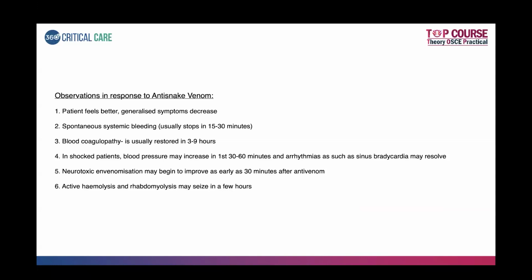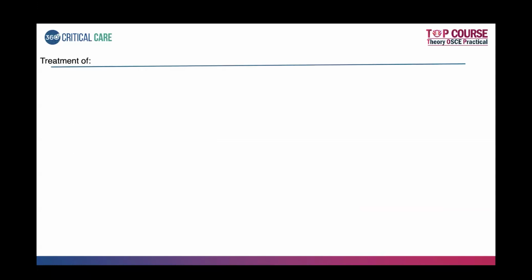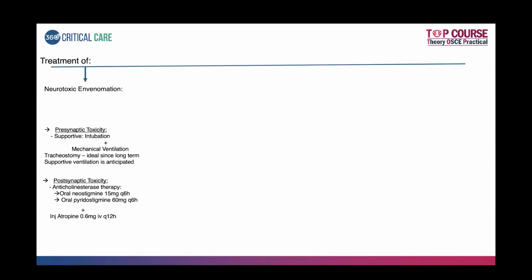The best way of remembering is you know about the clinical manifestations. You will see that there is a gradual improvement over time. So the time period may vary from as early as 30 minutes for neurological manifestations till 9 hours for hematological parameters. So coming to neurotoxic envenomation, if it is presynaptic, it is only supportive management. Intubate, mechanically ventilate. If it is going to be long-term ventilation, you proceed with tracheostomy, so that weaning is more practical and possible.